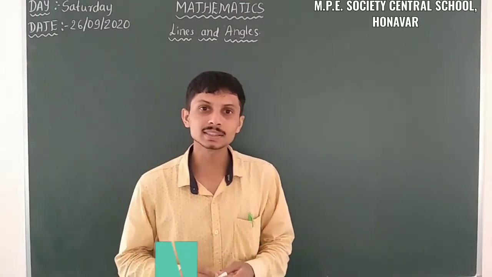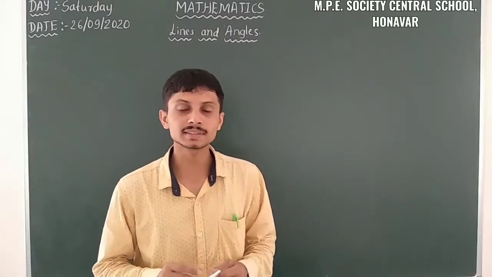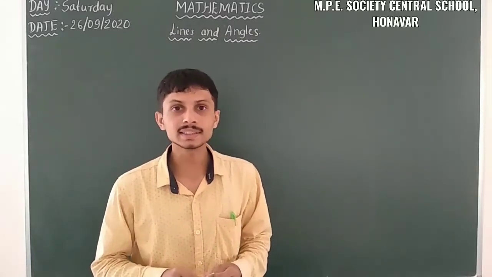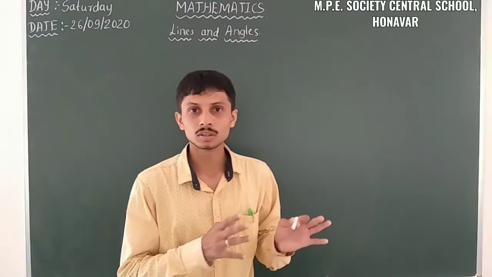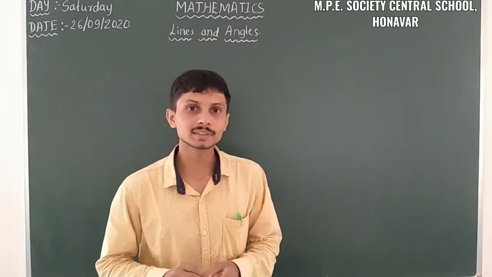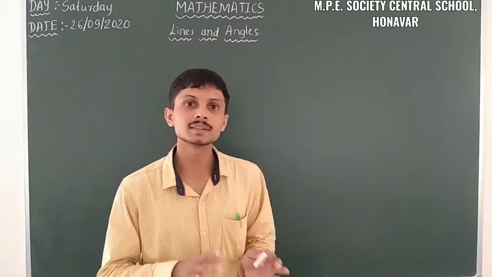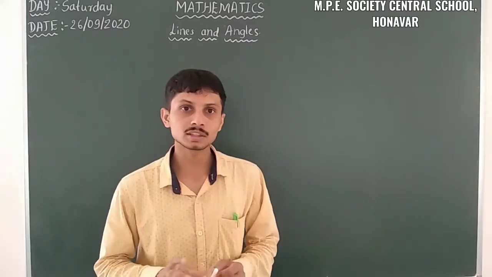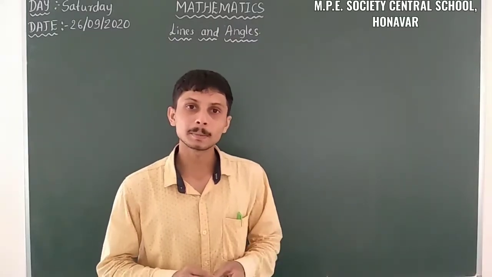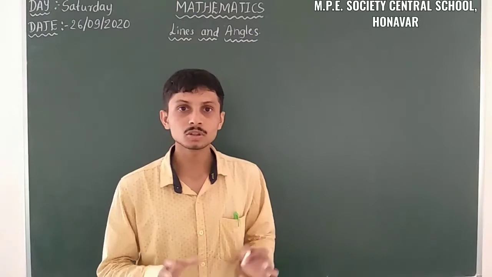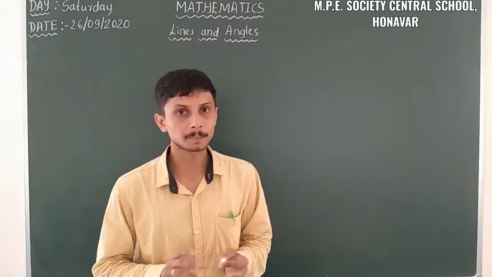So last class we discussed the topic from 9th standard, that is lines and angles. In lines and angles we already discussed what is meant by lines and what is meant by angles. Also we discussed pair of lines, parallel lines and transversal, and lines parallel to the same line. So all those parts are completed.